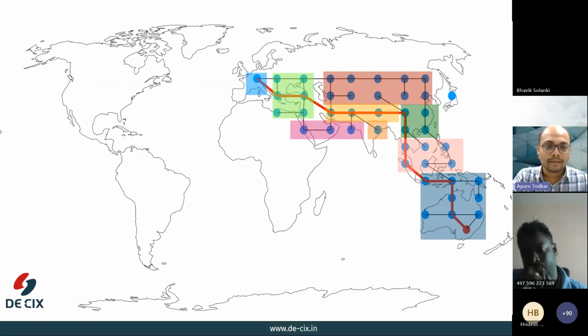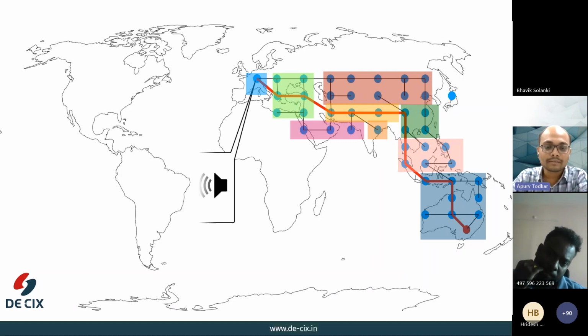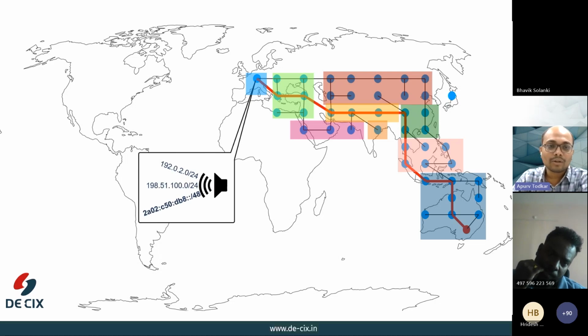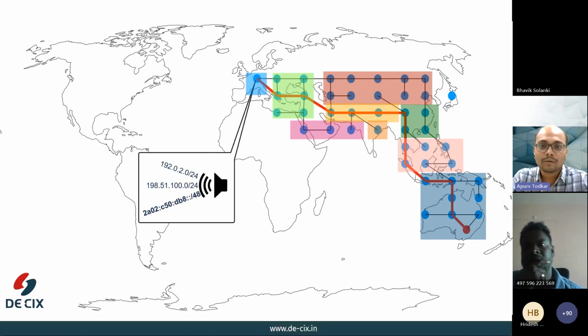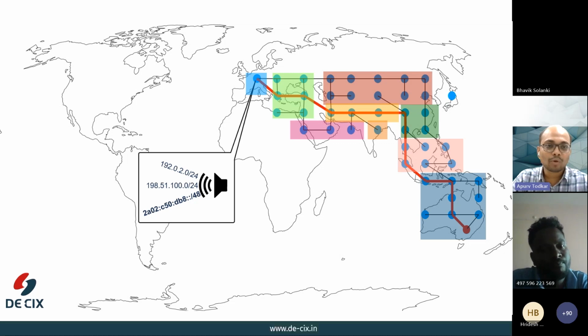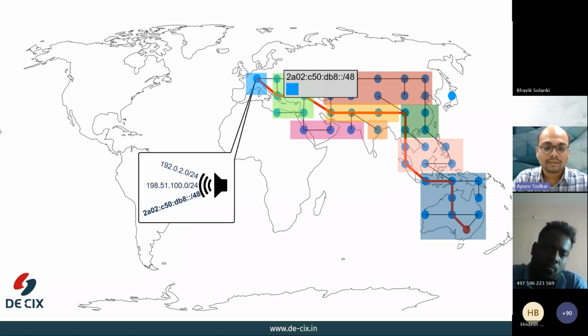So next, let's take a look at a slightly larger network. So imagine we have two locations. One is Frankfurt and the other Australia, and assume that I am in Frankfurt right now, and I am announcing this prefix to all my neighbors. Okay, this is an example of a prefix, an IPv6 prefix.